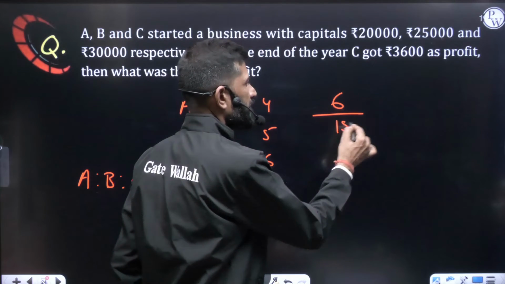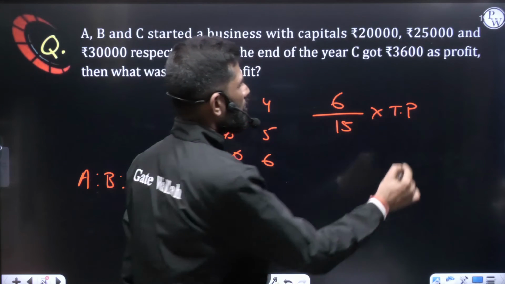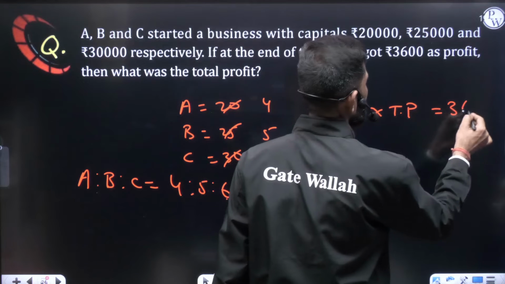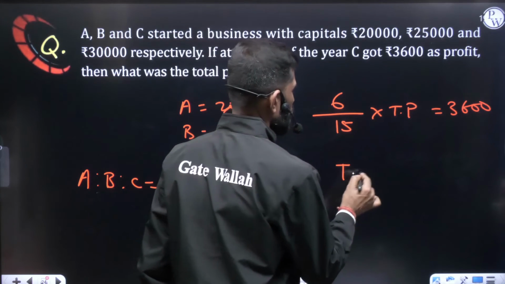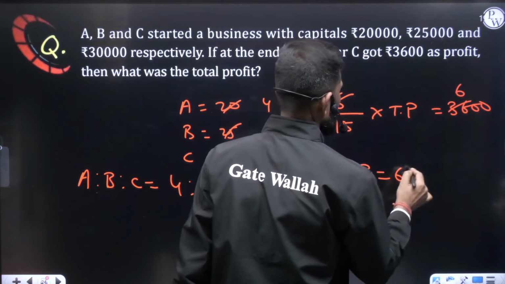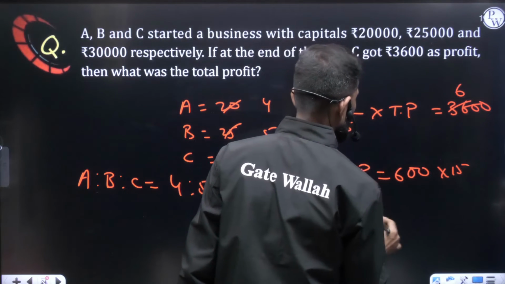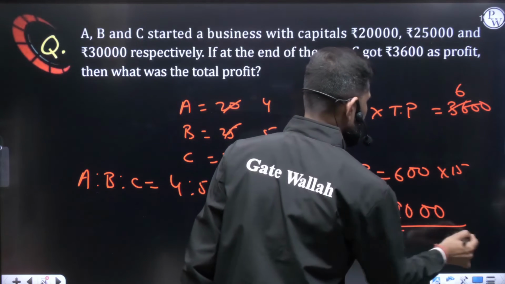So C will be getting 6 by 15 of the total profit. And C is getting how much profit? That is given as 3,600. That's it. So from here we can find the total profit. Total profit will be equal to 6 ones are 6, 6 6s are 36. So 600 into 15. So total profit 15 into 6 is 90. So total profit was 9,000 rupees.